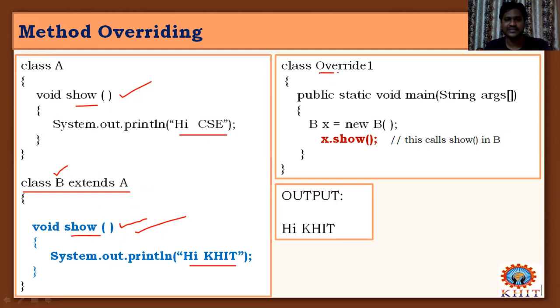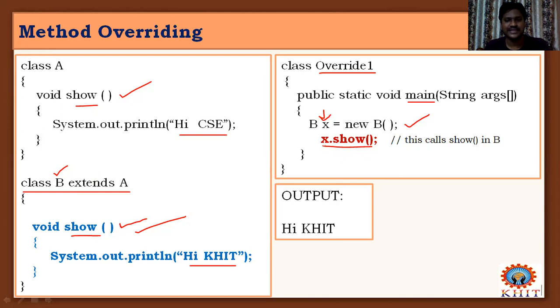Coming to the main class, override one. Inside this main function, we just created one object X of the subclass. And using this X, I'm going to call the show method. So there is confusion about which show function will be invoked to execute this statement.